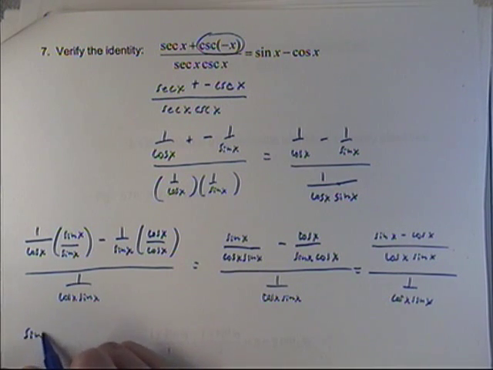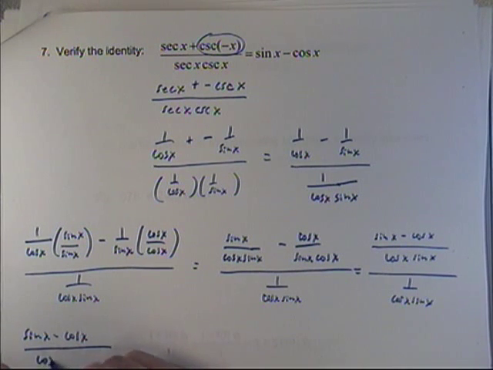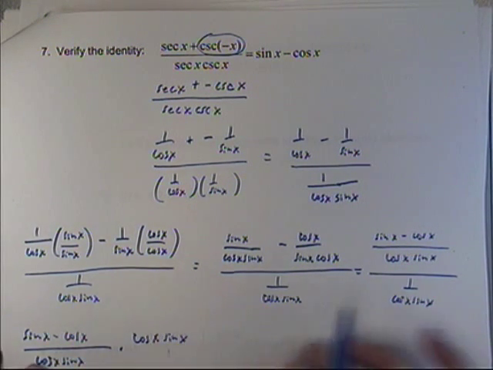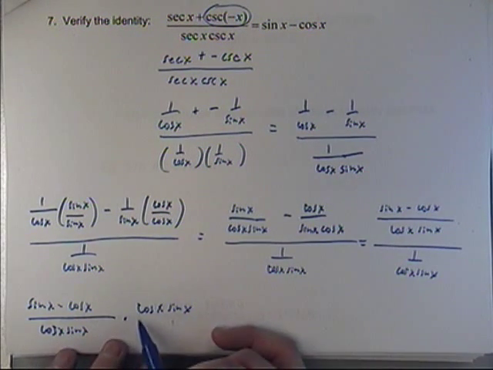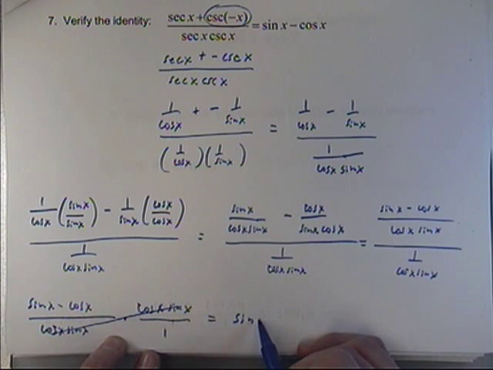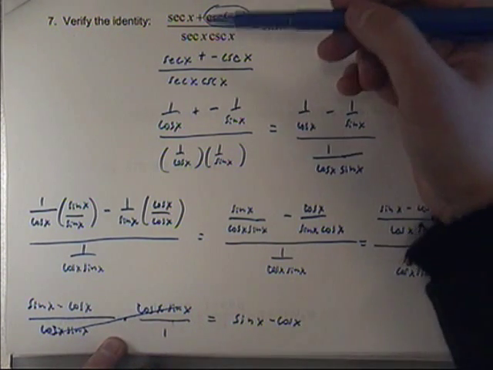So I take my numerator, sine of x minus cosine x, over cosine x times sine x. I'm going to multiply by the reciprocal of this, which puts the cosine x sine x on the top of the fraction, and the 1 on the bottom, thereby canceling these two, and we get sine x minus cosine x for just the left-hand side up here.